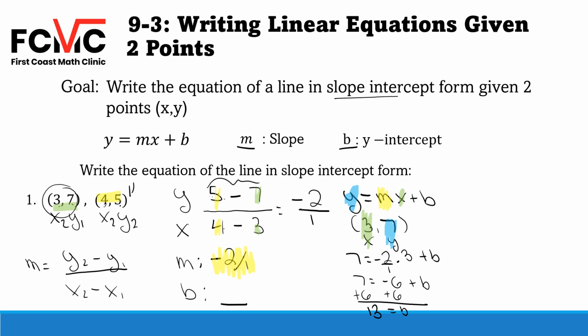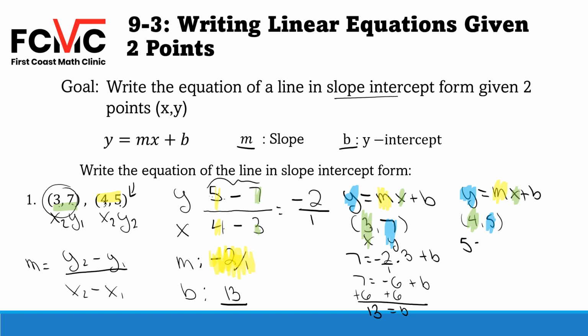And just to show you that we're going to get the same results no matter what we use, if we use 4 and 5 as well. So if I use 4 and 5, so our b value here is 13. If I use 4 and 5, so again, y equals mx plus b. Our value for m, slope we said is -2 over 1. Our x value, that's 4. Our y value is 5, so let's do our substitution.